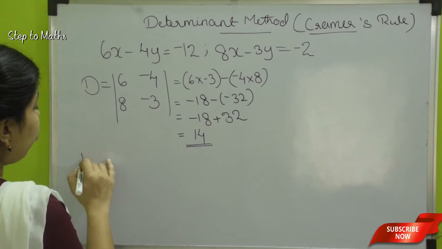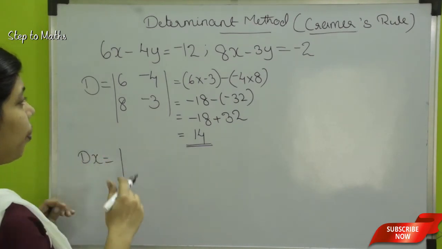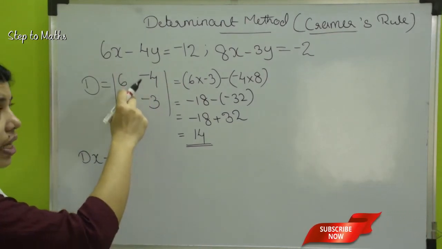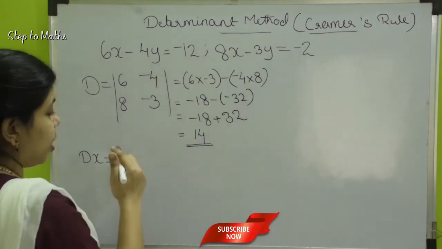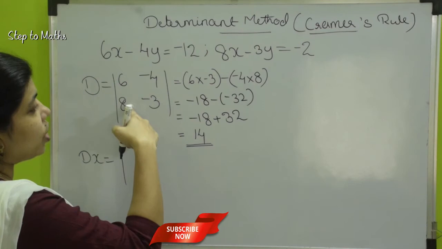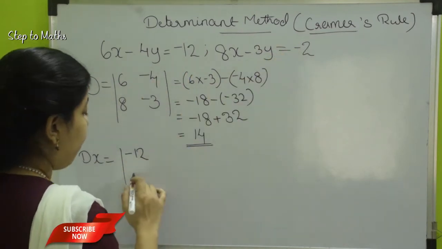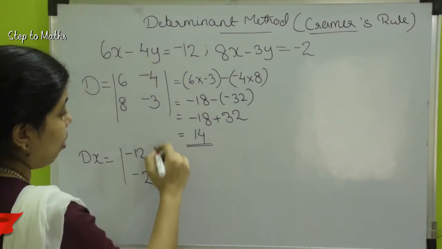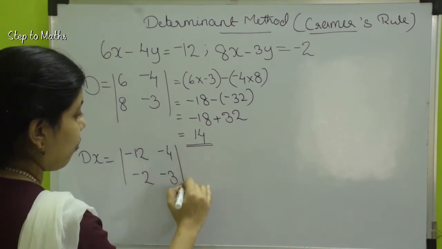Now find out the value of dx. dx is equal to: instead of the coefficients of x, the first column is replaced by the constants, that is 6 and 8 are replaced by -12 and -2. The second column is the same as in d, that is -4 and -3.